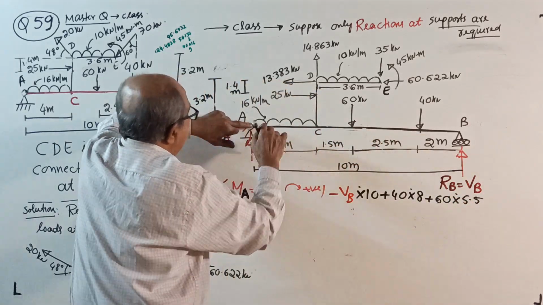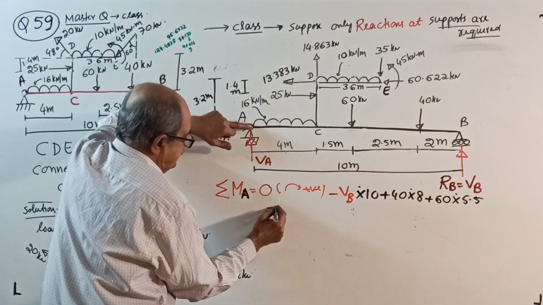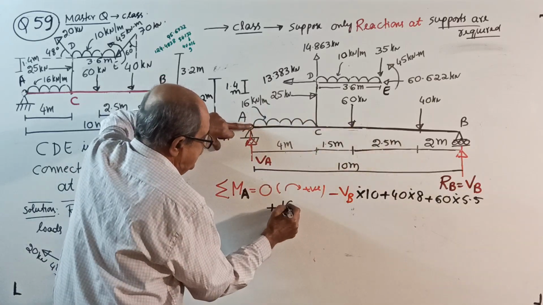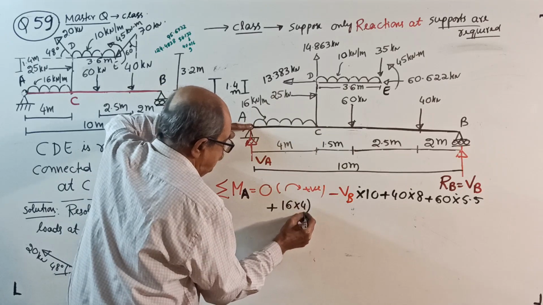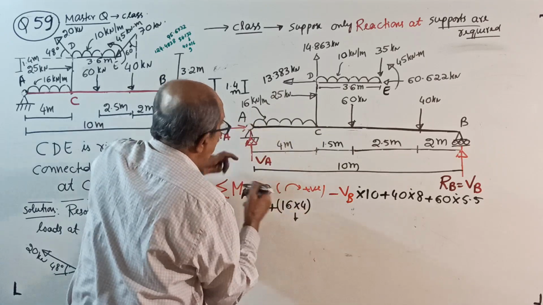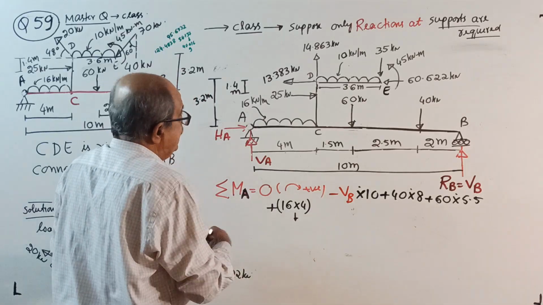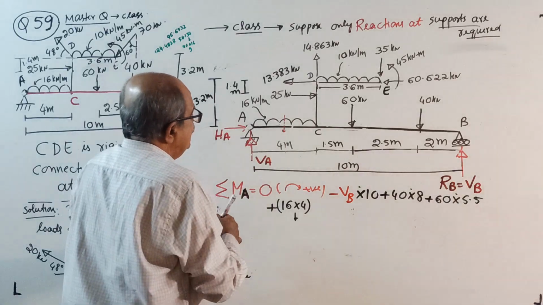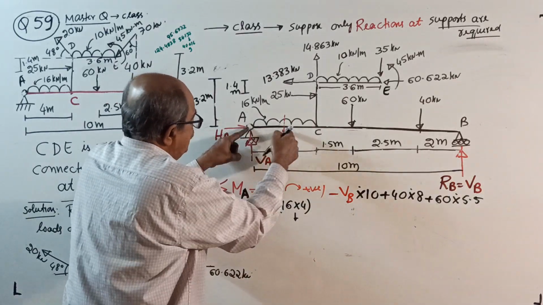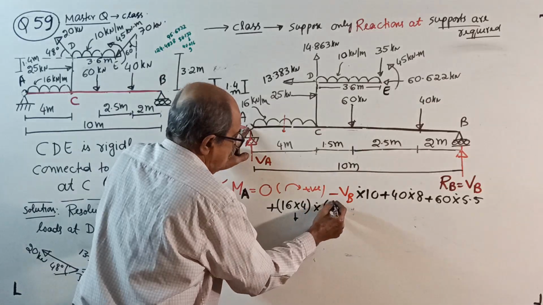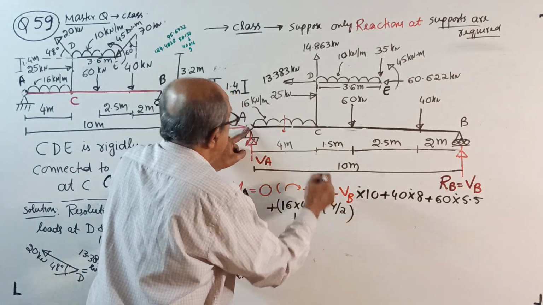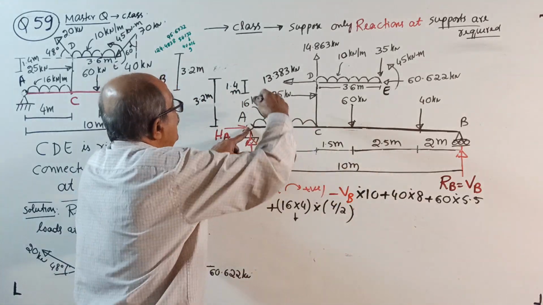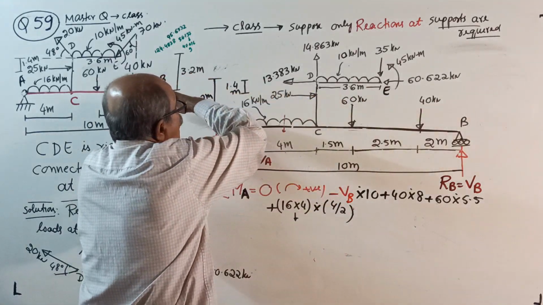5.5, UDL, 16, plus clockwise. 16 kilonewton per meter for 4 meter is the total load. See here, 16 into 4 is the total load. Total load into moment about A, into half of 4, that is 4 by 2. This also over. Continue.